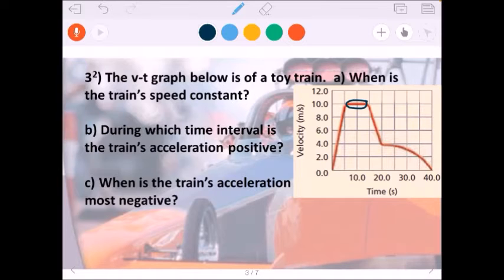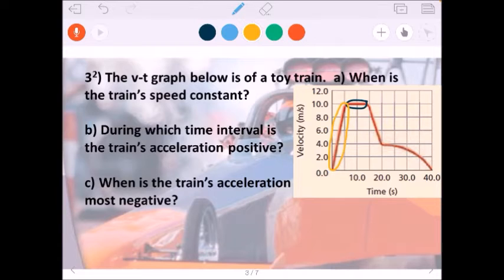During which time interval is the train's acceleration positive? Well, it's accelerating during this interval. That's the only time it's actually accelerating in a positive direction. And so I would say between 0 and 6 seconds, your book has 0 to 5 seconds.